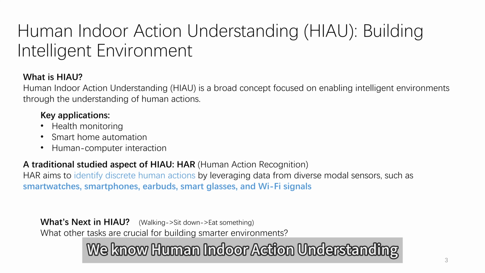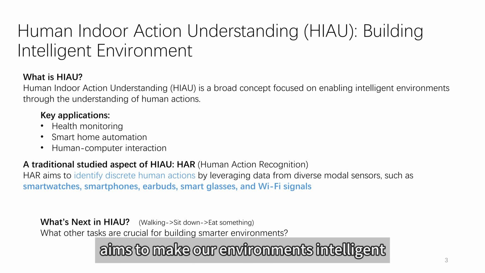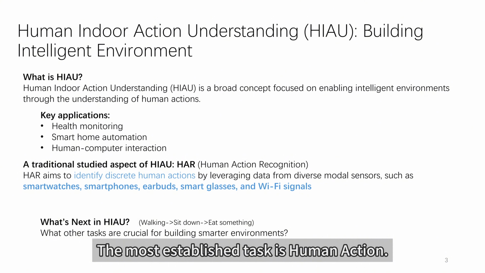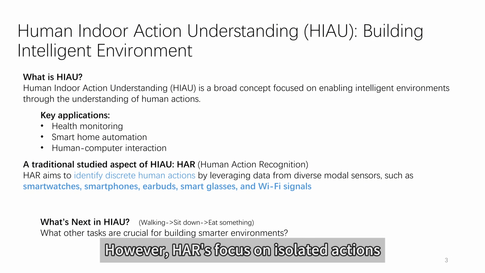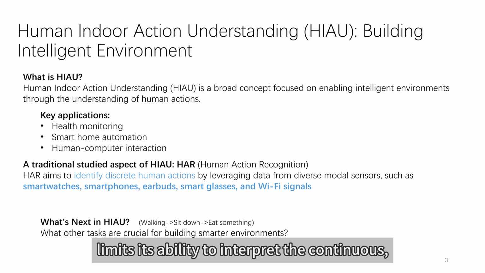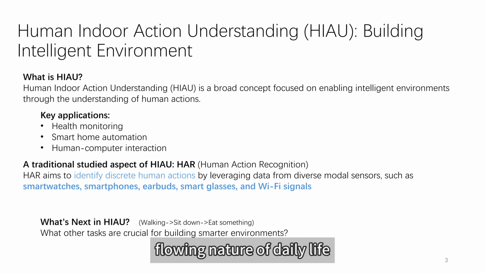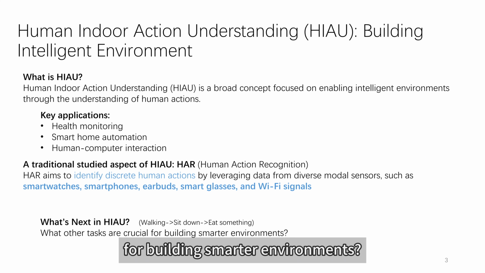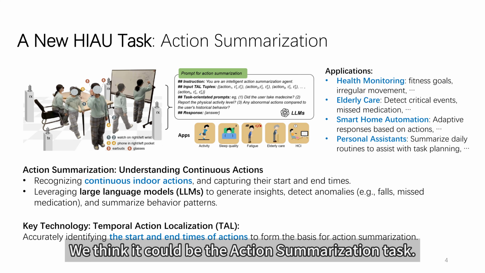We know human indoor action understanding aims to make our environments intelligent by understanding human actions. The most established task is human action recognition. However, HAR's focus on isolated actions limits its ability to interpret the continuous, flowing nature of daily life. What's next in human indoor action understanding for building smarter environments? We think it could be the action summarization task.